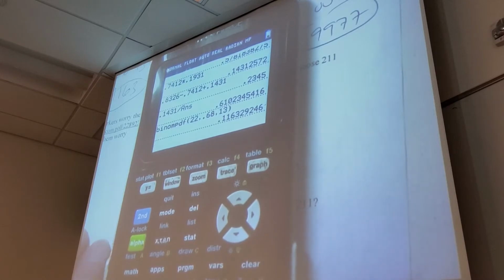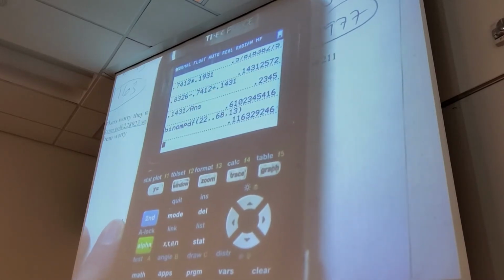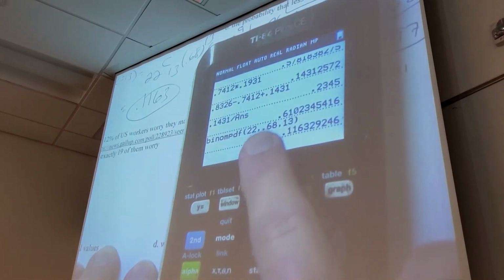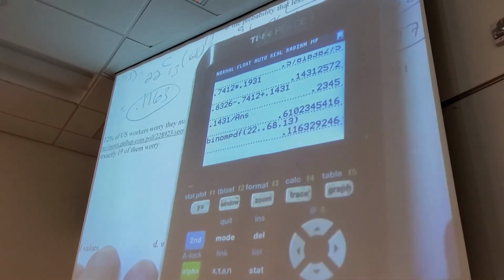I love how people get interested when suddenly the answer shows up. Wait, you just got the answer. So if you put there n, comma, p, comma, x.